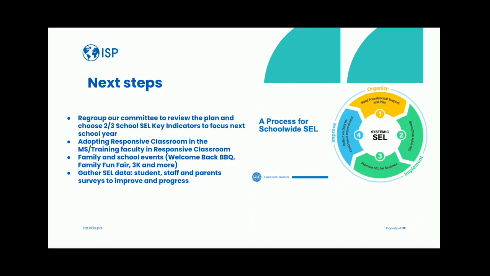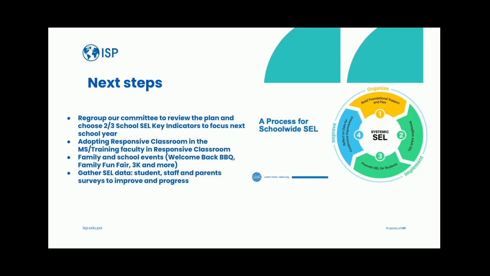What are some next steps for us? So we have to regroup as a committee to review the plan that we developed, which involves continuing with the results that we have achieved, but there are also other goals that we want to complete. And for that, we have to look at the 10 key indicators and identify at least 1, 2, or 3 key indicators that we want to focus on. That was the recommendation from the SEL consultant. Adopting Responsive Classroom in the middle school and training faculty in Responsive Classroom, just confirming that that's going to happen.